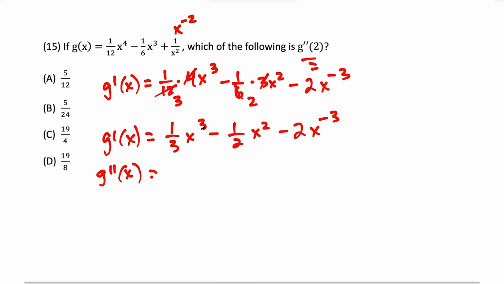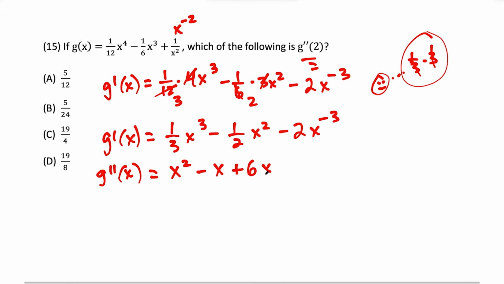So now we have 1/3 times 3 is just 1. What I'm imagining for this part, when we multiply, we have 1/3 times 3. These are reciprocals, so they just cancel out like this. And it gives us 1 x to the second. And then when the 2 comes down to multiply by the half, those also cancel out to make 1. So we're going to have minus 1 times x to the 2 minus 1 is 1. And now when negative 3 multiplies with negative 2, we're going to get plus 6x to the negative 3 minus 1 is negative 4.